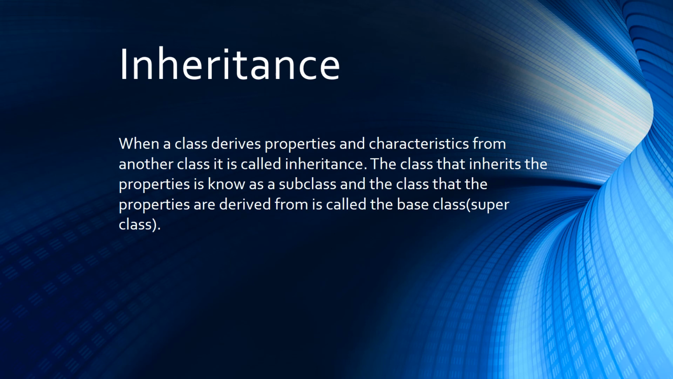Inheritance. This is when a class derives properties and characteristics from another class. It is called inheritance. The class that inherits the properties is known as the subclass, and the class that the properties are derived from is called the base class or superclass. So when you're deriving properties, the one that's lending out the properties or characteristics is the base class, and the one that is receiving them is called the subclass. So that would be like when we said the constructors, the copy. Let's say that's what it would be used for.